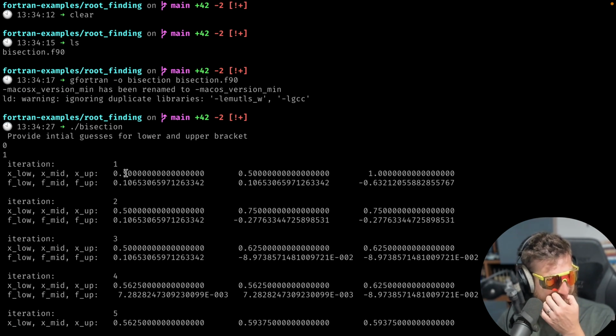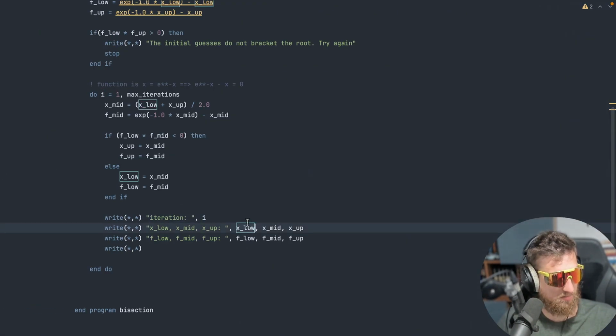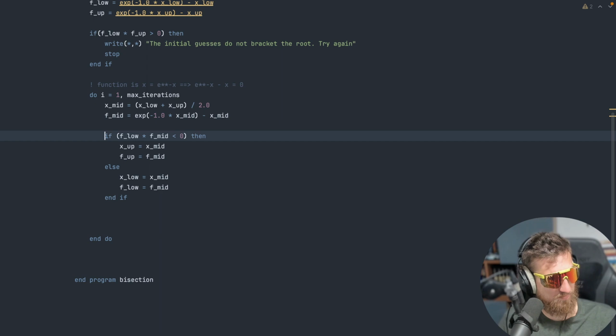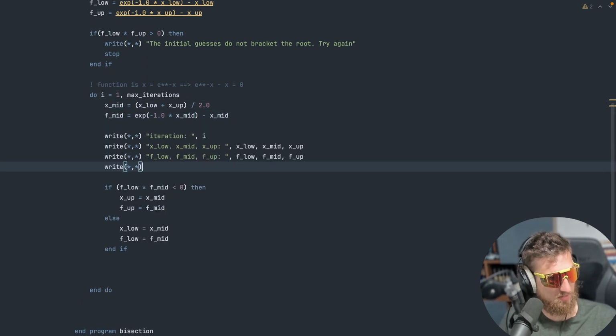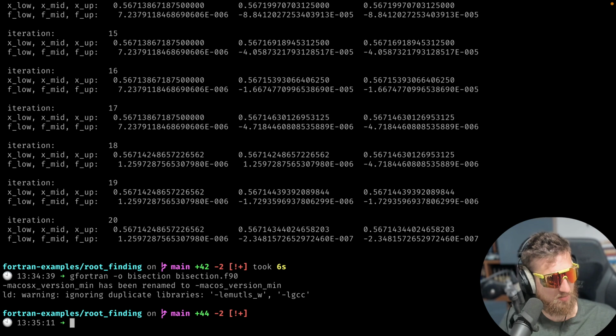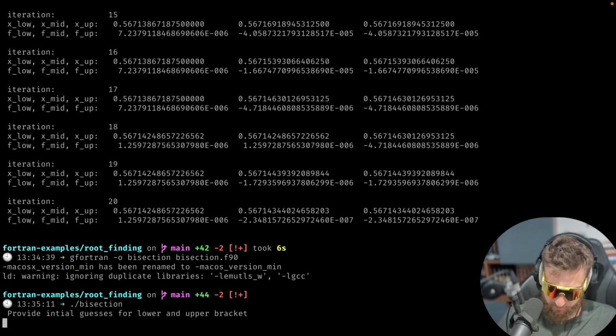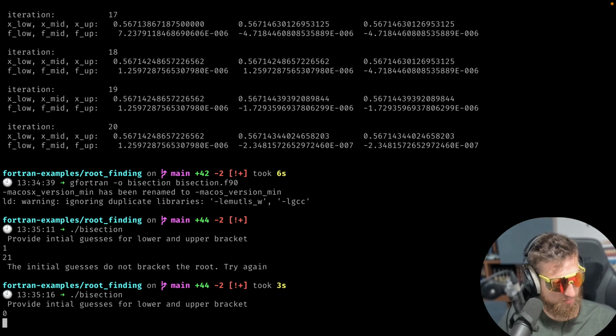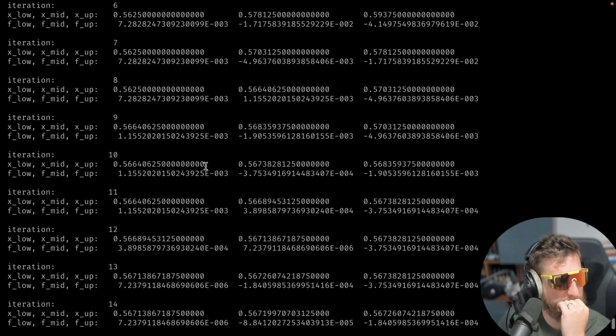So in iteration 1, we've got a mistake here. Yeah, xlow has been overridden here, so I actually need to move this here. So if I do 1 and 2, or 1 and 21, cool. So we've tested that. 0 and 1. Let's see if this makes more sense.